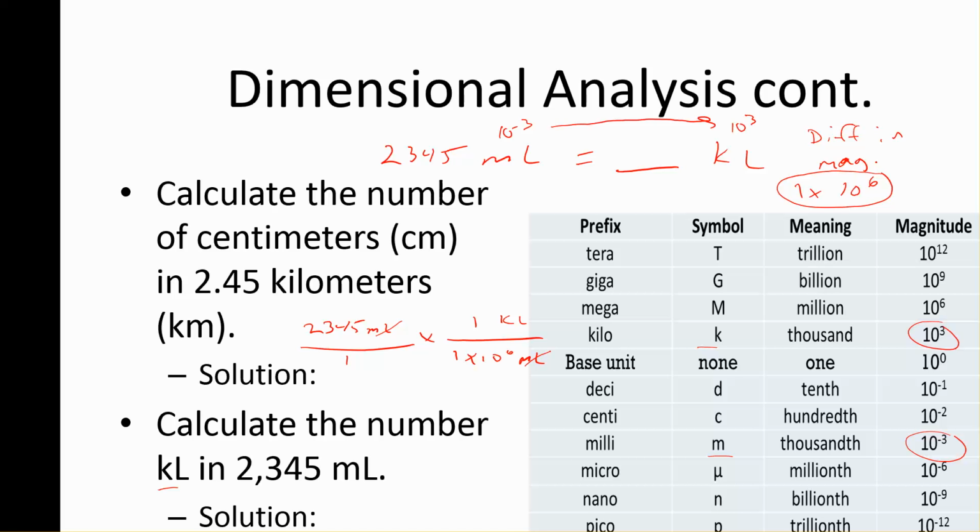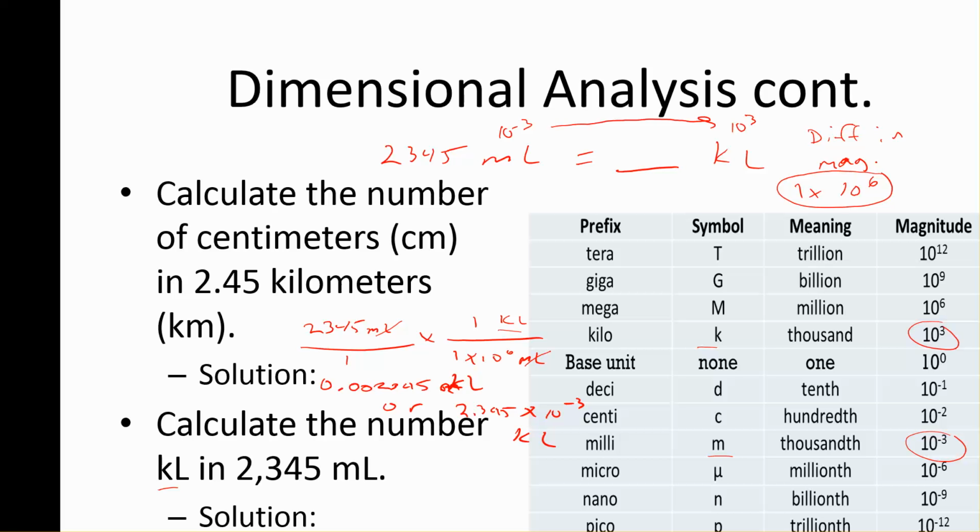So now I would show my answer in kiloliters when I multiply, or actually divide in this case, right? So 2,345 times 1, 2,345 divided by 1 times 10 to the 6th, right? And again, I hope you guys know how to do that on your calculator, but I'll show you how. If you don't, when you do that on your calculator, you would get 0.00234 kiloliters, or if you want to do it in scientific notation, 2.345 times 10 to the negative 3 kiloliters.